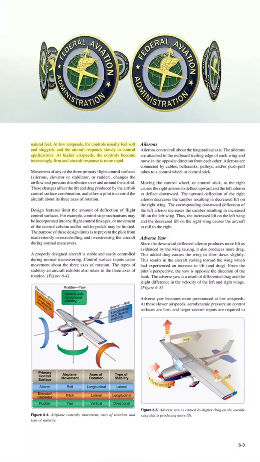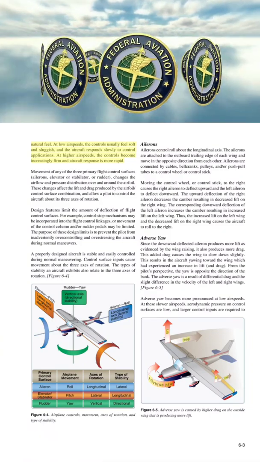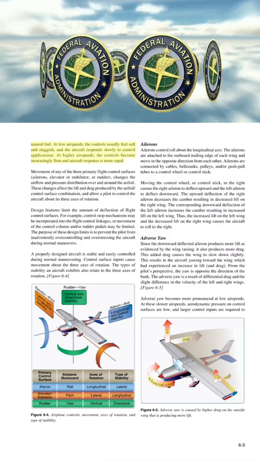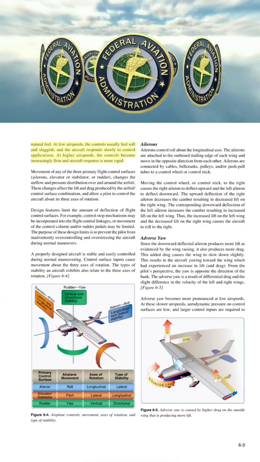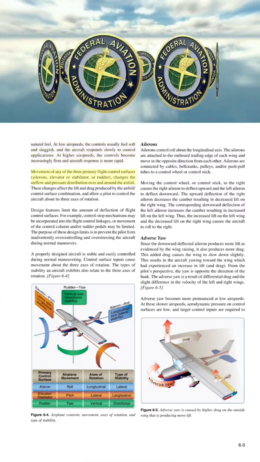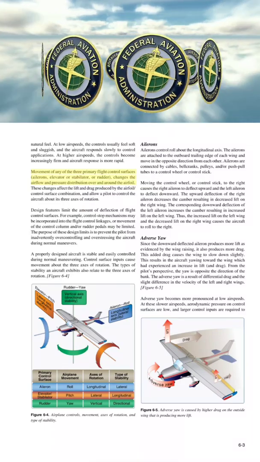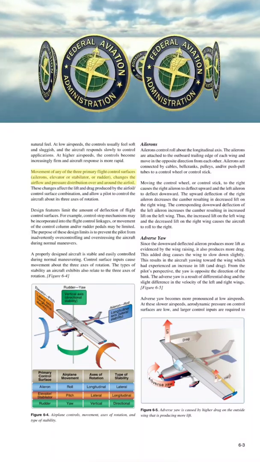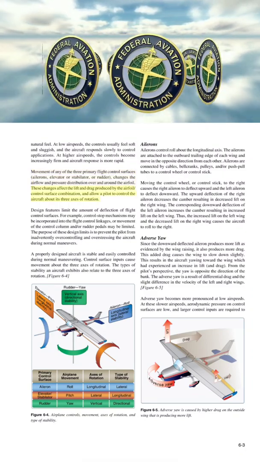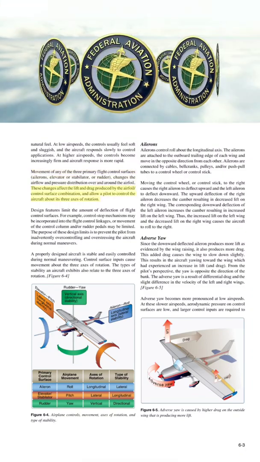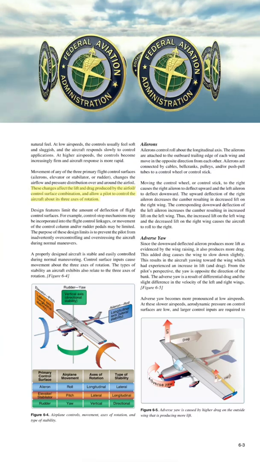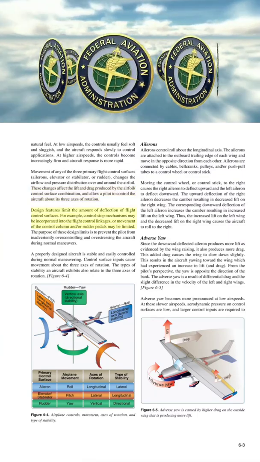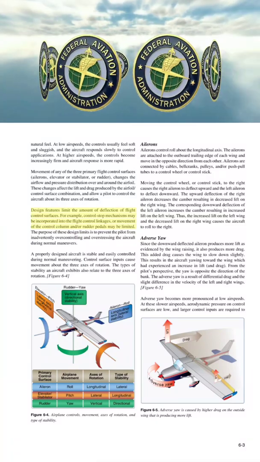At low airspeeds, the controls usually feel soft and sluggish, and the aircraft responds slowly to control applications. At higher airspeeds, the controls become increasingly firm and aircraft response is more rapid. Movement of any of the three primary flight control surfaces, ailerons, elevator or stabilator, or rudder, changes the airflow and pressure distribution over and around the airfoil. These changes affect the lift and drag produced by the airfoil control surface combination and allow a pilot to control the aircraft about its three axes of rotation. Design features limit the amount of deflection of flight control surfaces.